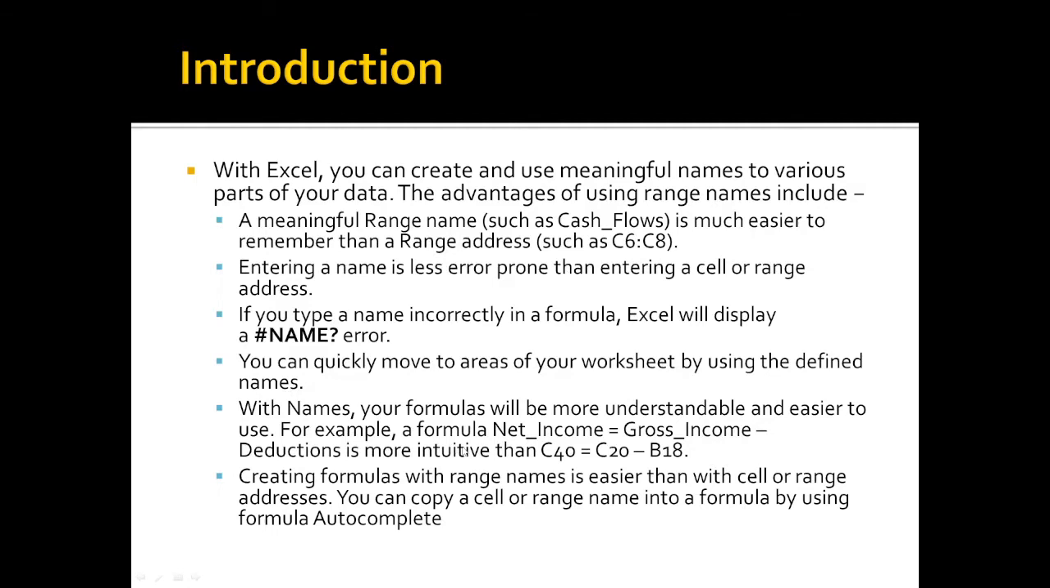For example, a formula net income equals gross income minus deduction is more intuitive than C40 equals C20 minus B18. Creating formulas with range names is easier than with cell or range addresses. You can copy a cell or range name into a formula by using formula autocomplete.